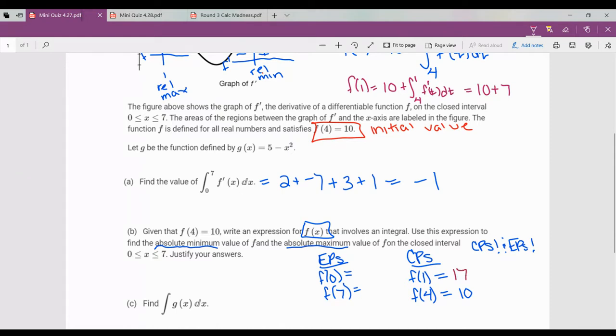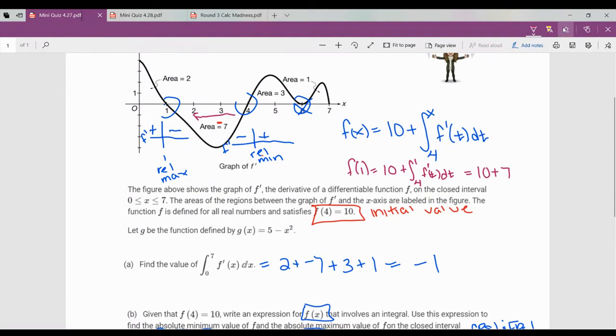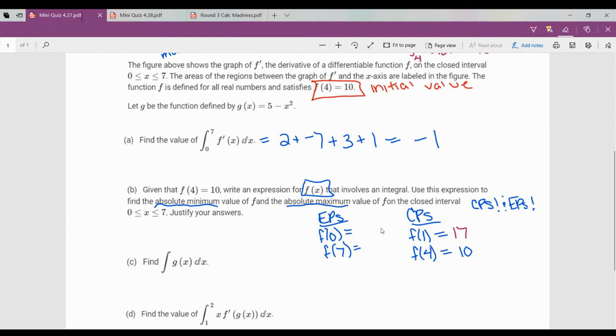17. All right, so I'm going to do the same thing. I'm going to just erase the 1s. And I'm going to put in what my next value is, which I'll do f of 7.